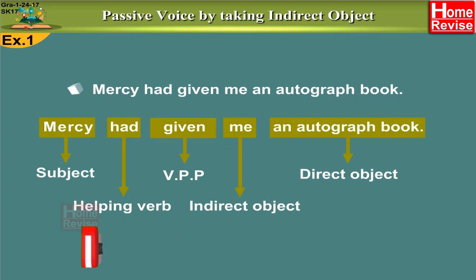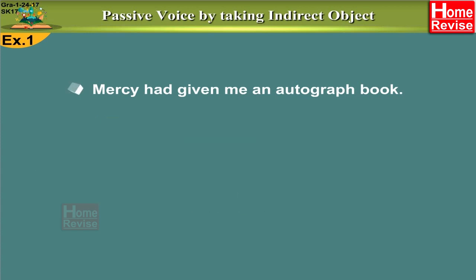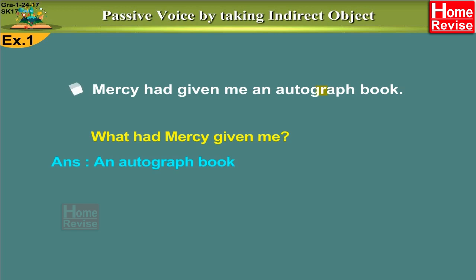As stated earlier, there are two kinds of objects, direct and indirect. How do we identify them and understand whether it's a direct object or an indirect object? In order to find a direct object, we need to ask a question beginning with what. What had Mercy given me? An autograph book. So an autograph book is the direct object. Please remember we have asked a question beginning with what.